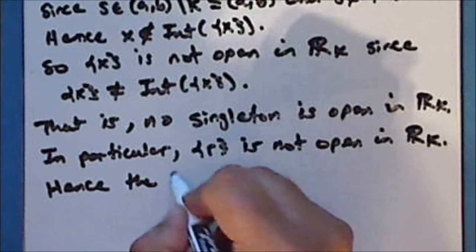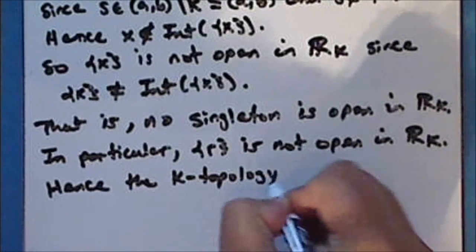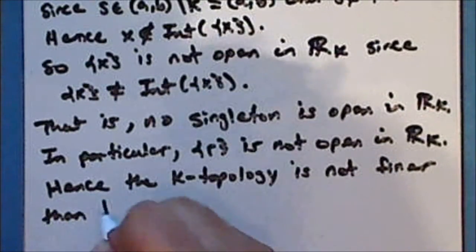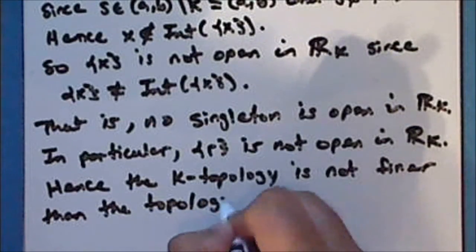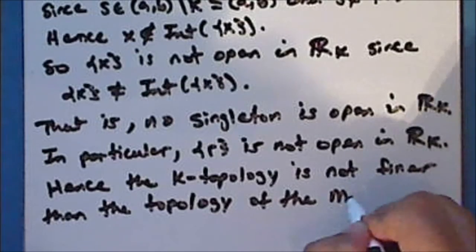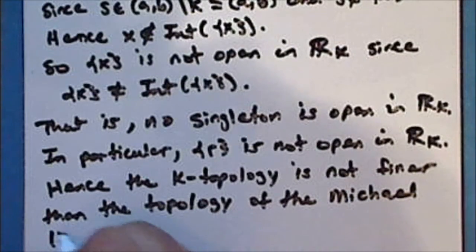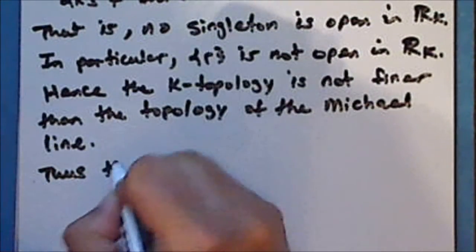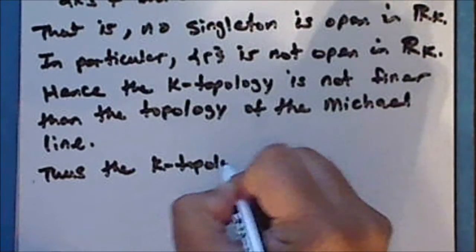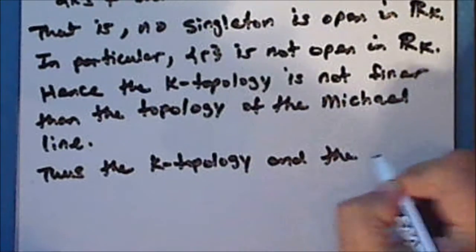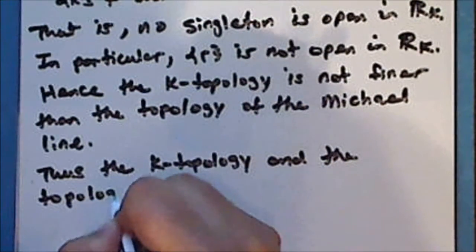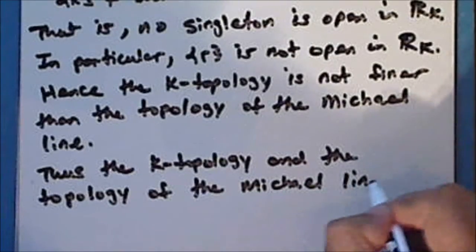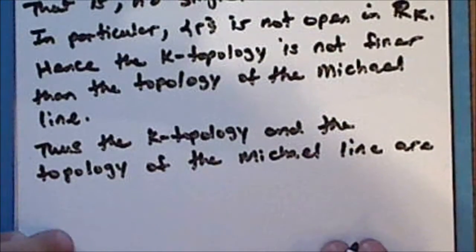and hence the K topology is not finer than the topology of the microline, and thus the K topology and the topology of the microline are not comparable.